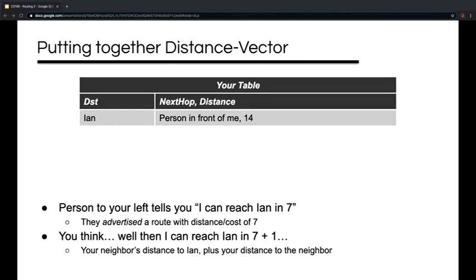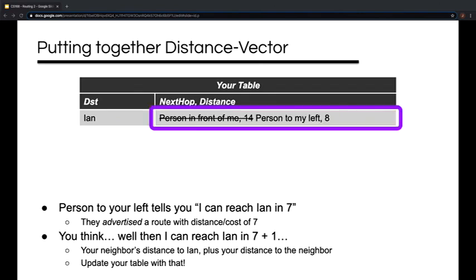And so now, thinking about how we do updates of this table. If you had this table and the person to your left told you that they could reach Ian in 7 hops, we'd say that they advertised a route to Ian with a distance of 7. And you think, well, all right, if they can do it in 7, I can do it in 8. That's my neighbor's distance to Ian plus my distance to my neighbor. And so you would cross out your old entry and write in this new one. Use the person to my left, and it'll be a cost of 8. Make sense? Thumbs up?